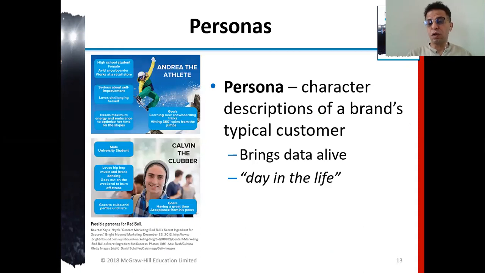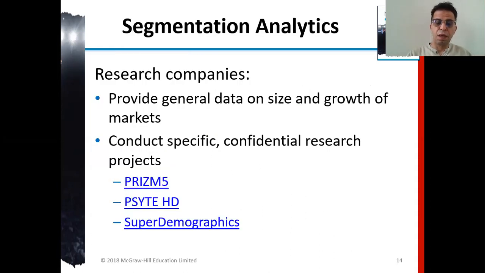Now there is something called persona. It is a character description of a brand's typical customers. It brings data alive, a day in the life. When you buy a Rolex, you are telling the community that you are wealthy. When you are drinking a certain kind of drink, you are telling the community that you maybe belong to a certain class. That's the persona.